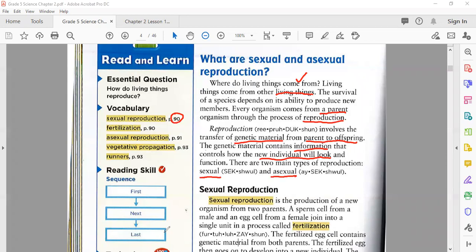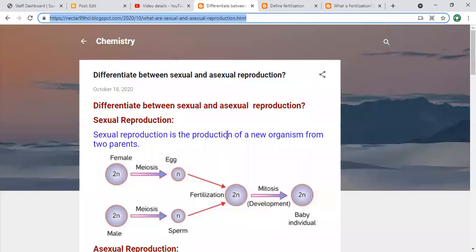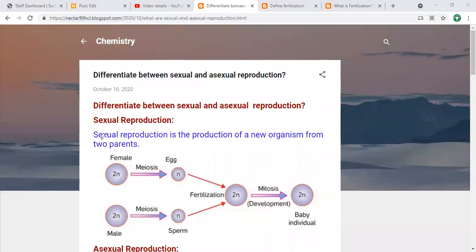So let's see what sexual reproduction is. For this, I'm going to take you to a link, the page that I already shared with you. Students, just focus here. What is meant by sexual reproduction? Everybody can now see the definition of this process. Let's revise this again. Sexual reproduction is the production of a new organism from two parents. From two parents, what does it mean?